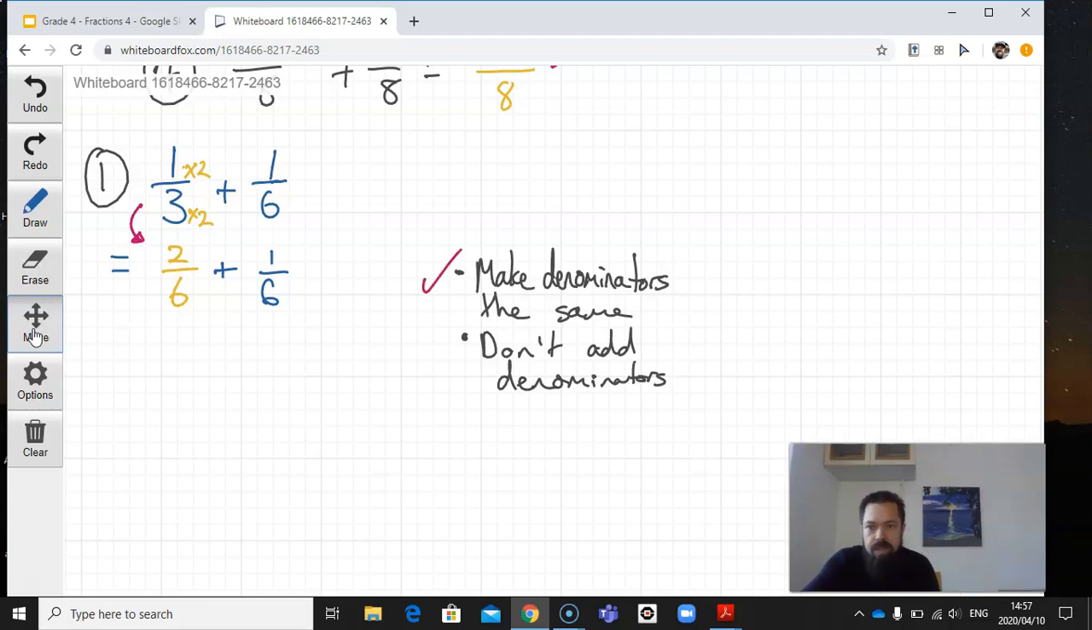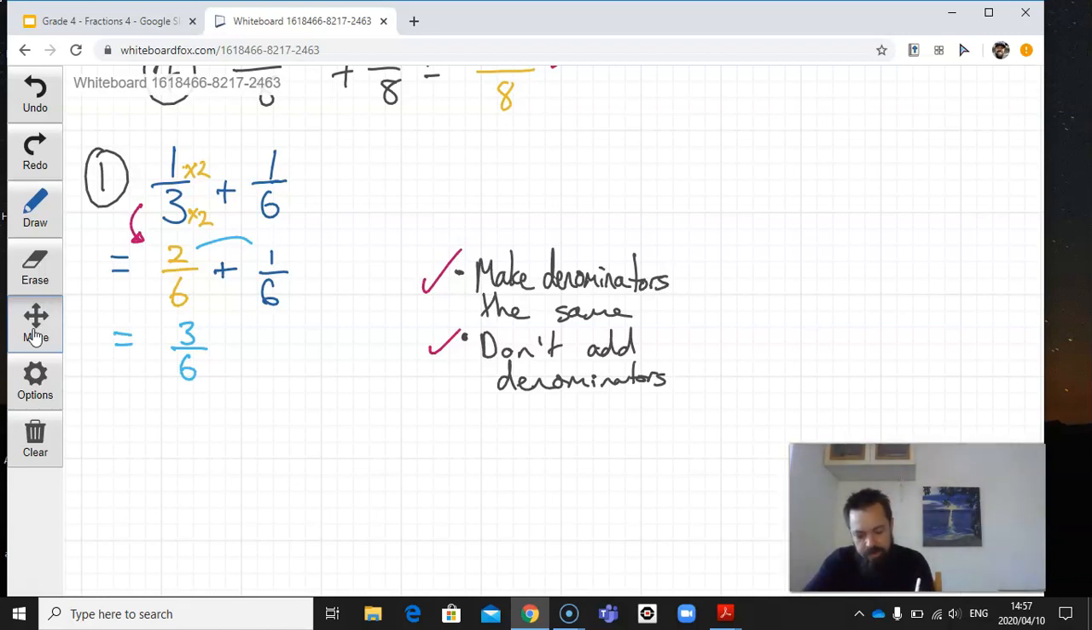Now that my denominators are the same, I can add them just like what we were doing before. So I can say the denominator stays the same. 2 plus 1 is 3. So my answer is 3/6. All right. I just said it again. I'm really not doing very well.